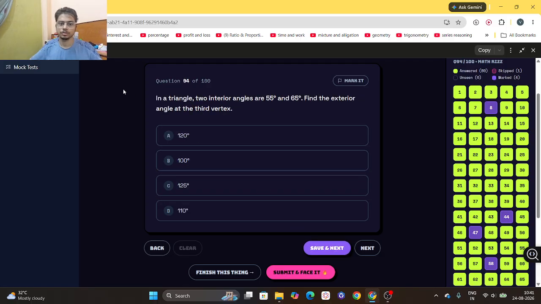In a triangle, two interior angles are 55 degree and 65 degree. Find the exterior angle at the third vertex. 75, 65, 120.